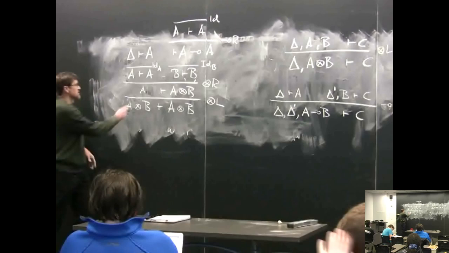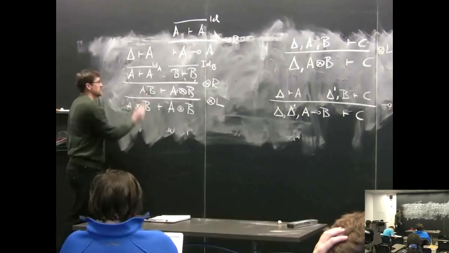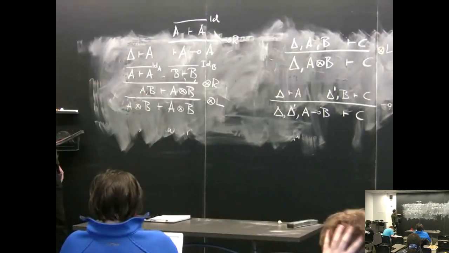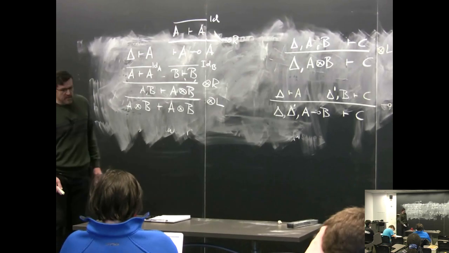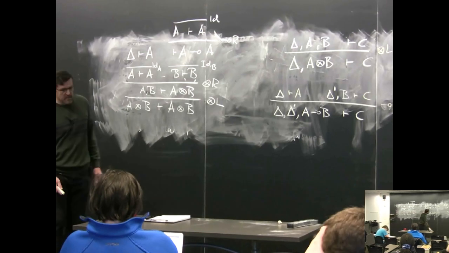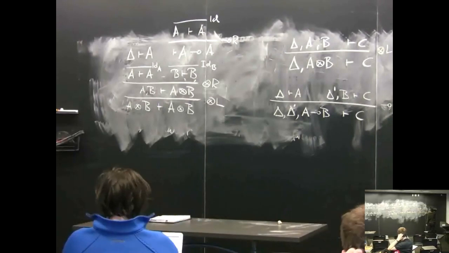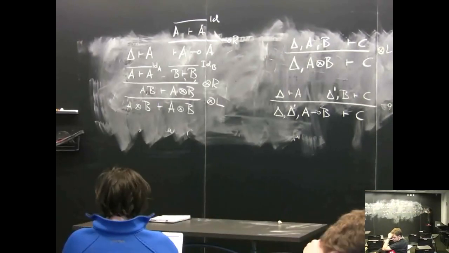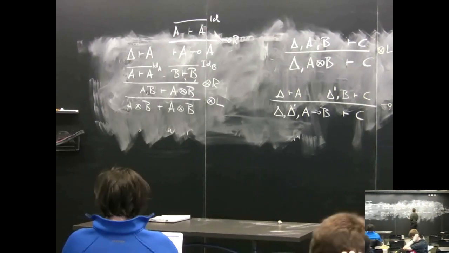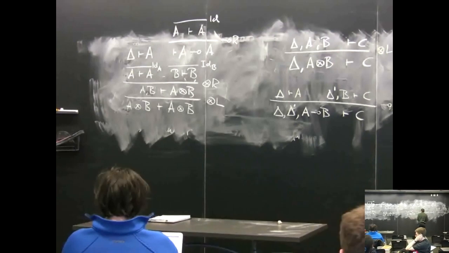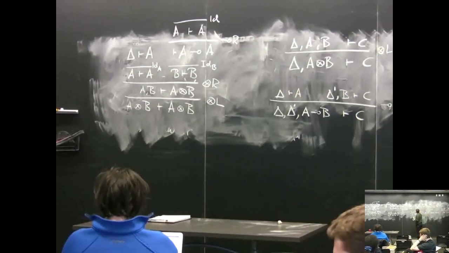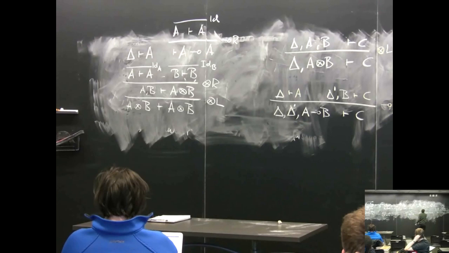Okay, and the other thing we should check, and that's what I'll finish the lecture with, is that if you have a cut at a compound type, you can always reduce it to a cut at a smaller type. Okay. And also, let's do it again for tensor. Okay. Let's see. So, okay, I'll make room here.